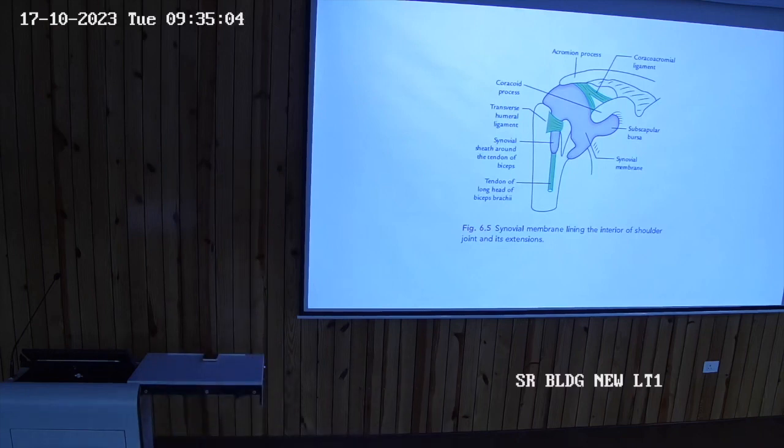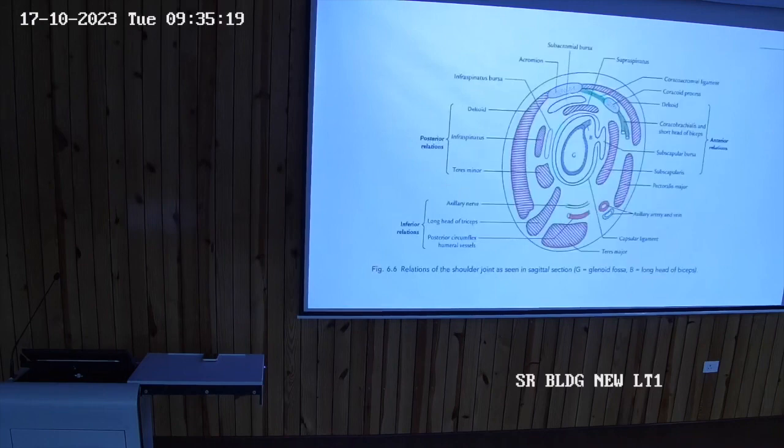After knowing the different ligaments of the shoulder joint, let's see what are the relations, what are the structures related to the shoulder joint, and that we will talk just now.